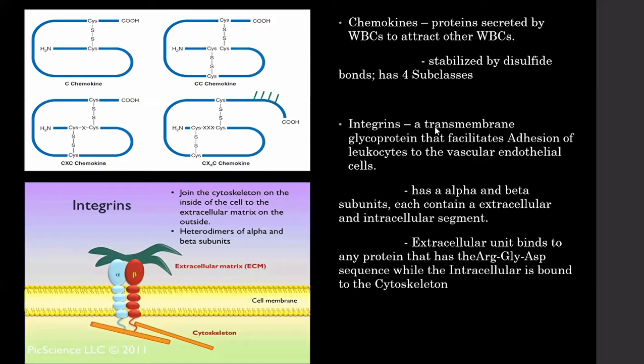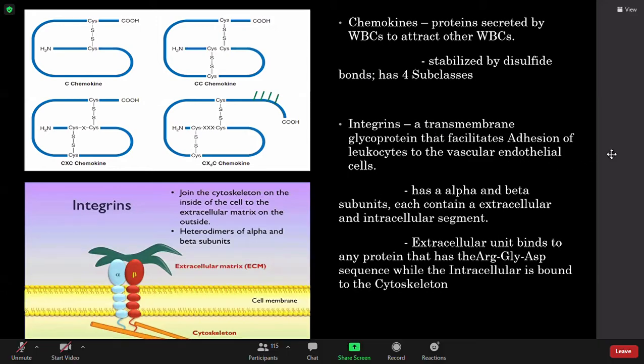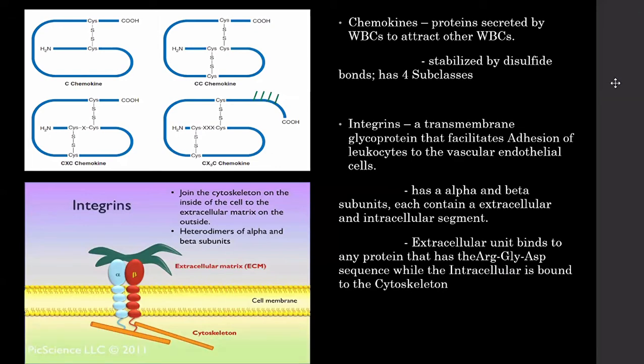So it has an alpha and beta subunit. And the extracellular unit binds to any protein that has the, please take note, very specific arginine, glycine, and aspartate sequence. Okay, so it will bind to the external protein of your WBCs with this sequence, arginine, glycine, aspartate. And the intracellular is bound to the cytoskeleton of your endothelium.